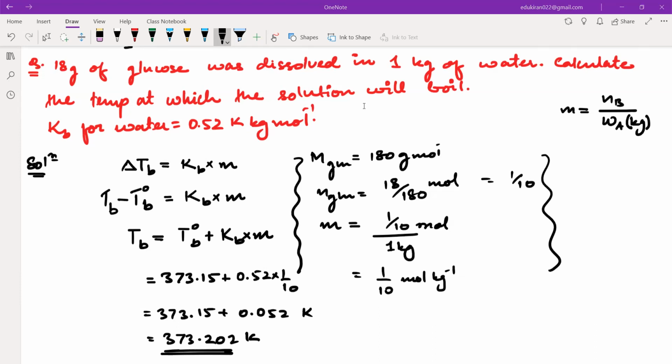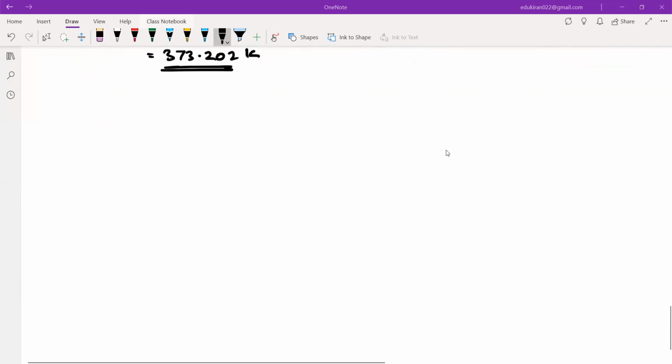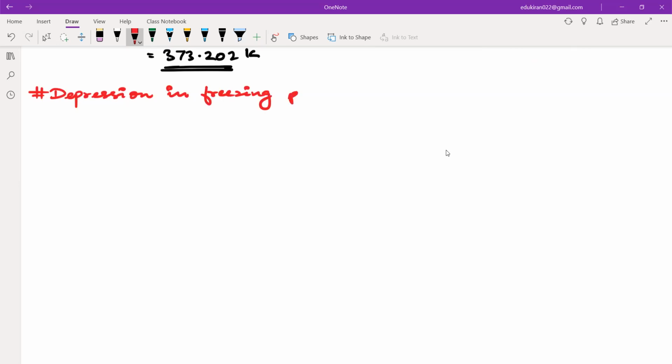Okay, let's work on this only. Right, you have to work in this only. Write the next topic, that is depression in freezing point. Depression in freezing point. So first of all, we write the definition of freezing point. What is the definition of freezing point?